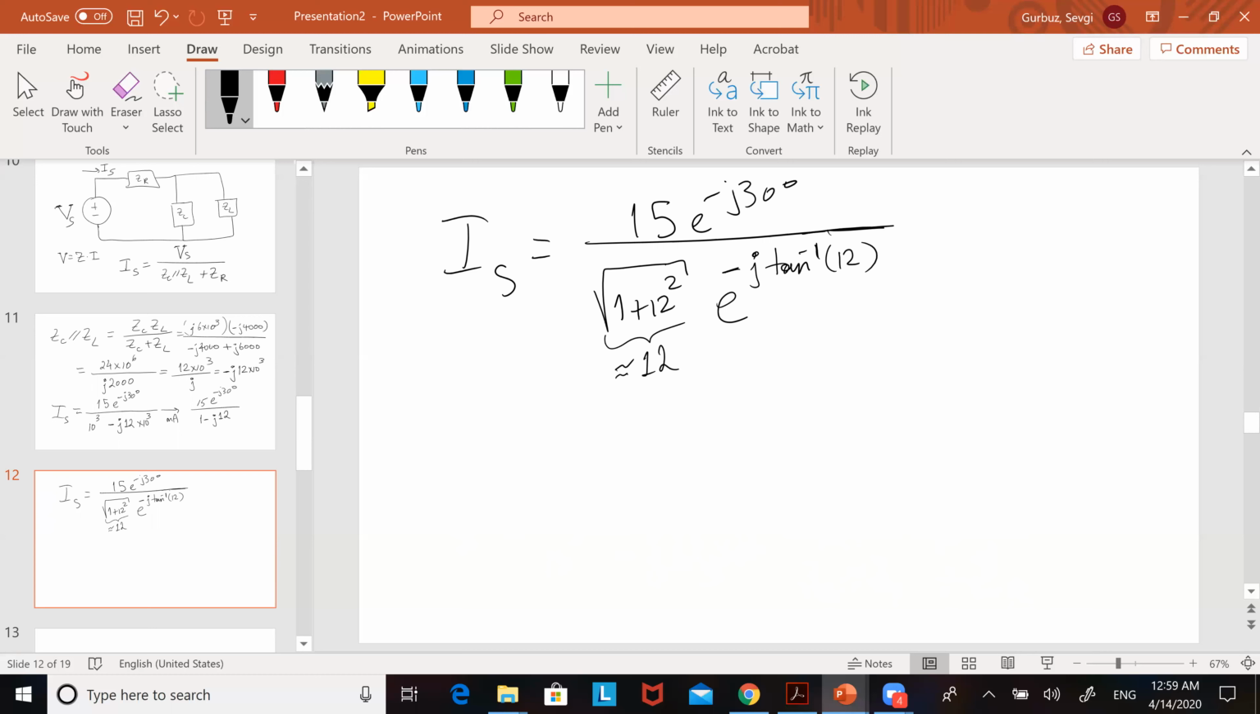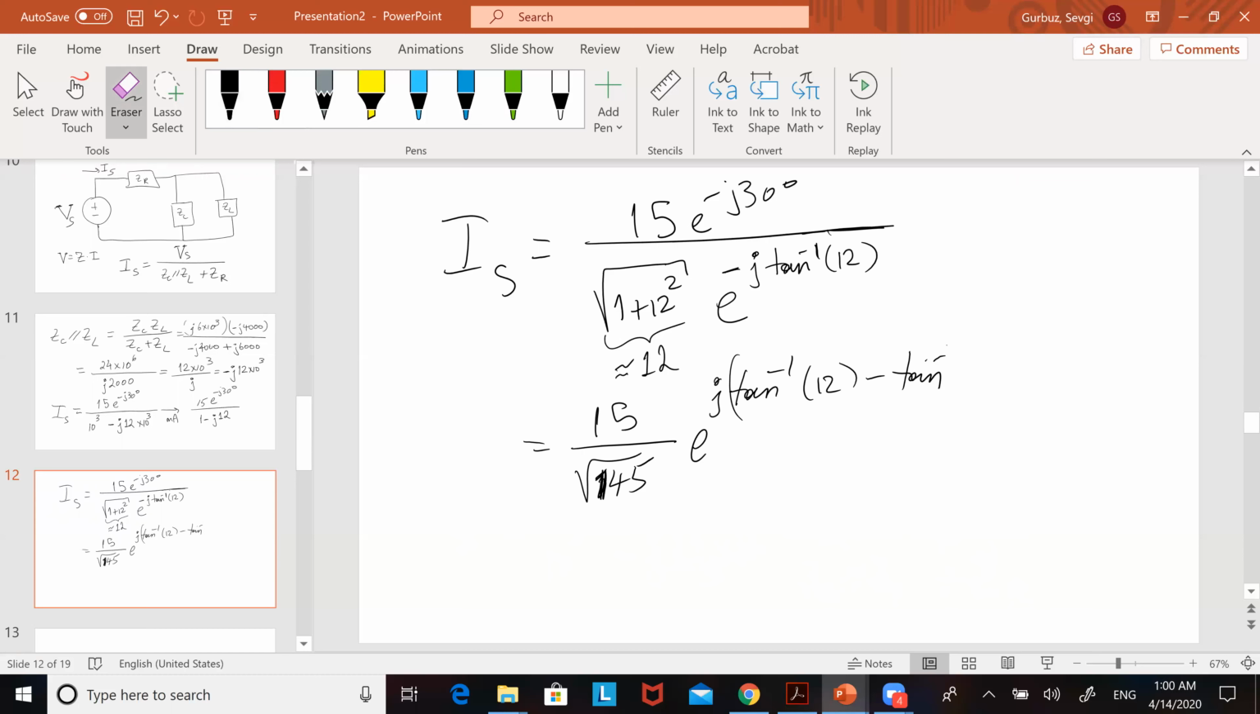And now we can combine all of these terms. So this is going to be 15 divided by the square root of 145. I'm going to keep it in exact terms so that you can follow along. And then this is going to be e to the j. Now this negative tangent inverse 12 term is going to come up as a positive term. So this is going to be minus j tangent inverse of 12, minus 30 degrees here.